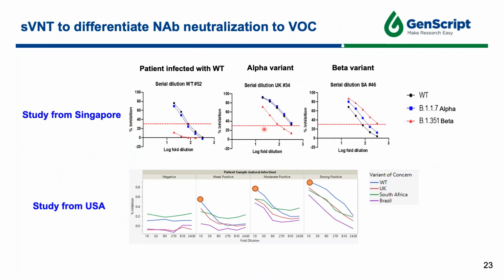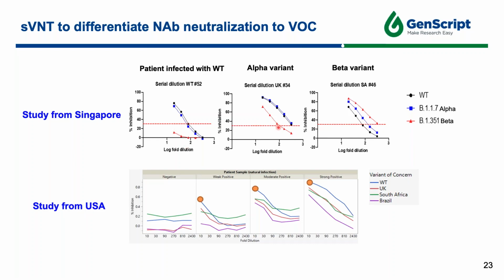So using our SVNT with the variant RBD, a study from Singapore shows that for patients who were previously infected with the wild-type strain, their neutralization against the wild type is the highest and drops slightly for the alpha strain, and the reduction in activity against the beta is more significant.